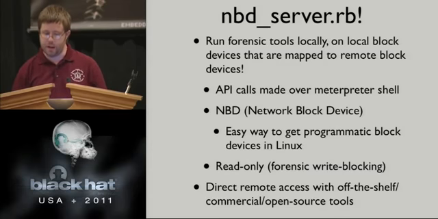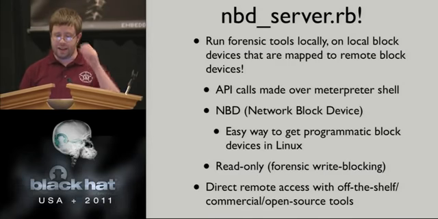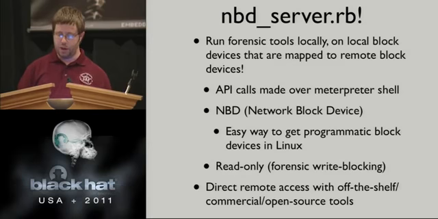So the API calls are made over the interpreter shell. On the local side of things, on the attacker side, I didn't really feel like implementing a Linux block device within Ruby and Metasploit. I wanted to be a little bit more pure Ruby than that. So what I did was I implemented it as a network block device. And if you're playing around with file systems, this is a really easy way to get programmatic block devices in Linux: to have a block device that basically makes calls to your little Python or Ruby script.